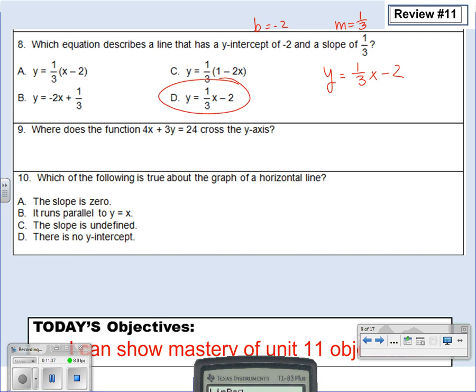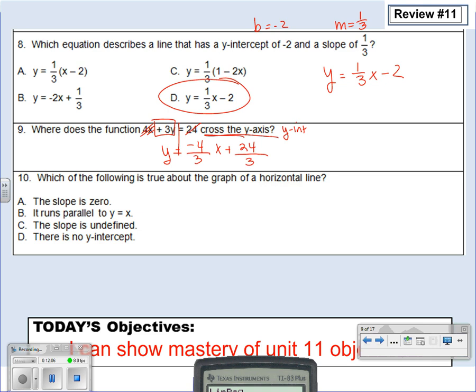Where does the function 4x plus 3y equals 24 cross the y-axis? This is just another way of asking what's the y-intercept. So we need to get our equation in y equals form. Y equals blank x plus blank. 24 drops down. 4x crosses the line. We're going to change the sign, becomes a -4x. And then we will divide by 3.